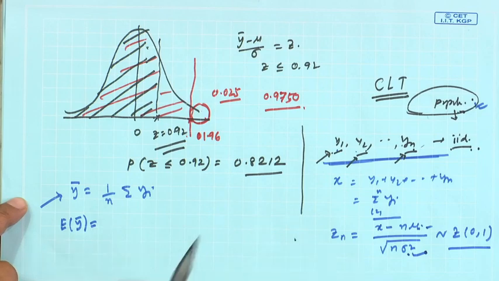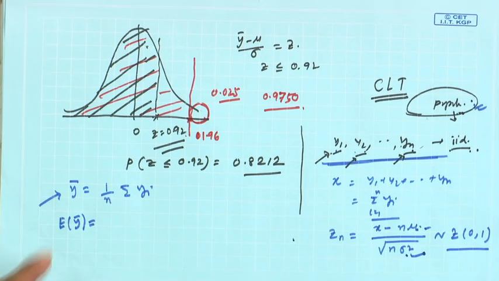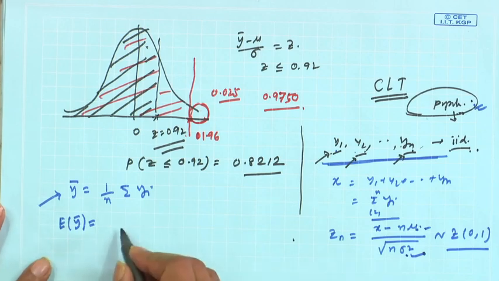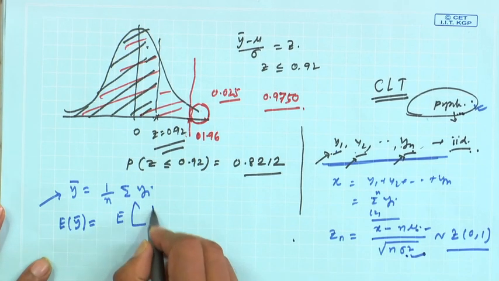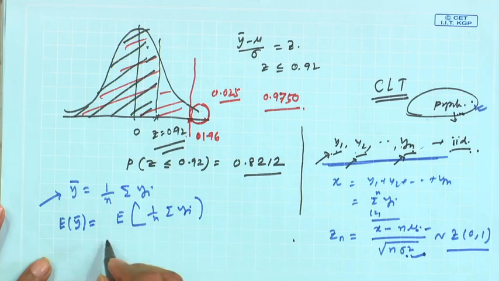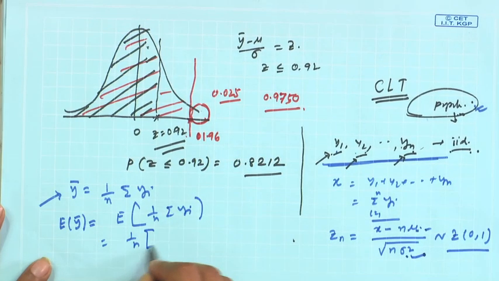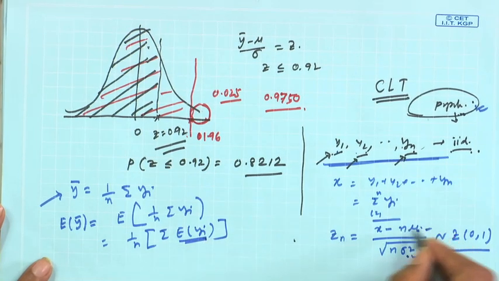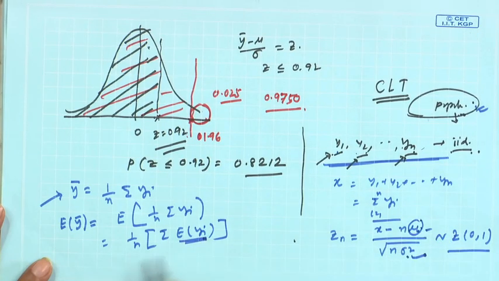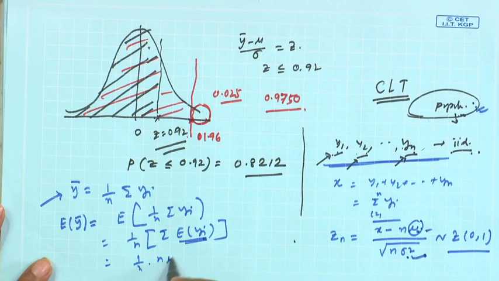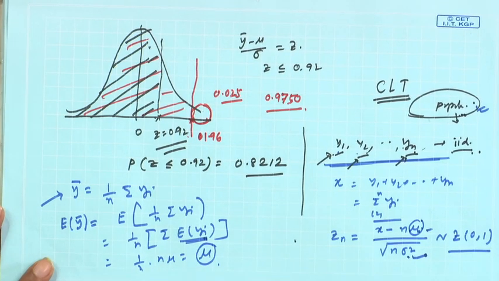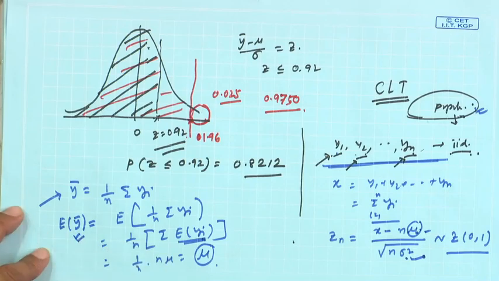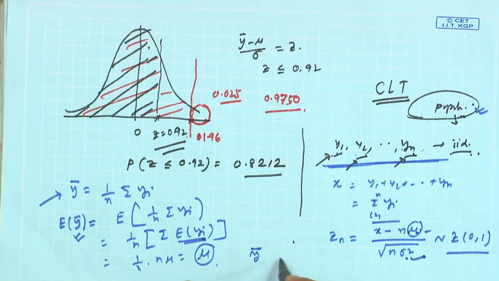Okay. So, it has an expected value. What will be the expected value of y bar? Let us see that. It will be the expected value of 1 by n sum of y I, which is 1 by n times the sum of the expected values of y I. The expected value of y I is mu, so the sum is n mu, and 1 by n into n mu equals mu. So y bar is a random variable and it has mean mu.